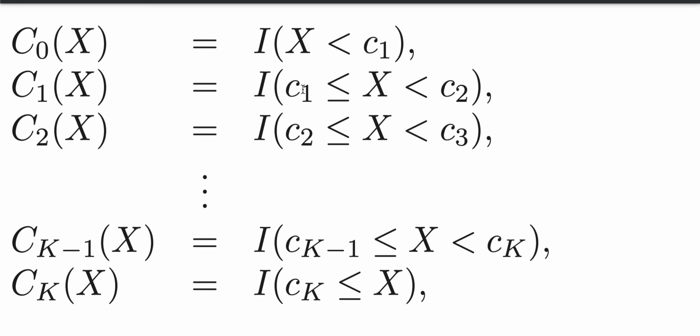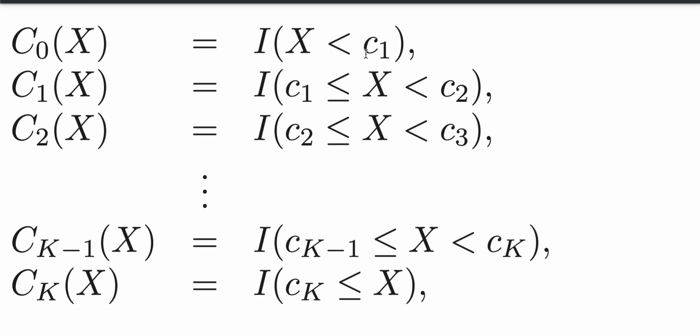Now, what does this indicator function say? It says if x is between c1 and c2, it's 1. If x is between c2 and c3, it's 1. If x is greater than ck, it's 1. So each of these functions has a local behavior. Unlike the polynomial, where each of the degrees, x to the power of 1, x to the power of 2, x to the power of 3, had a global structure on the nonlinear function of x, here the step functions have a local influence.